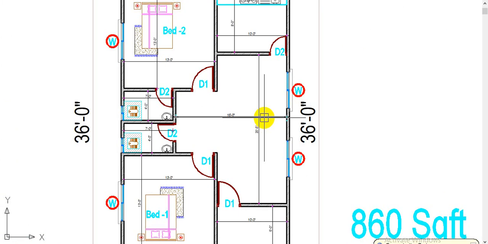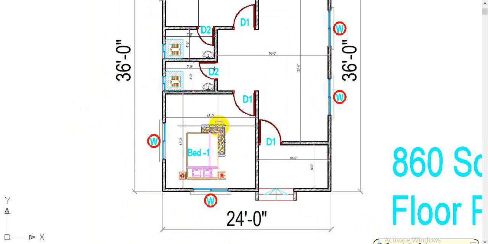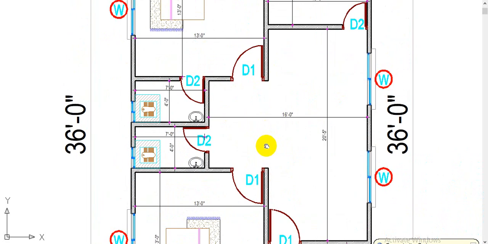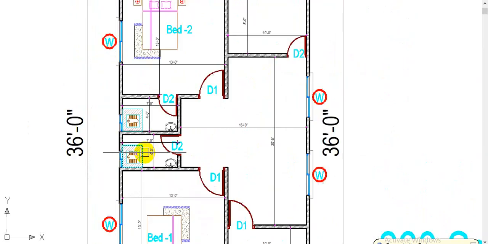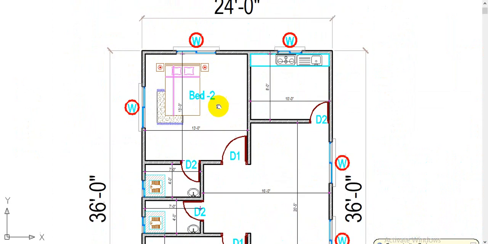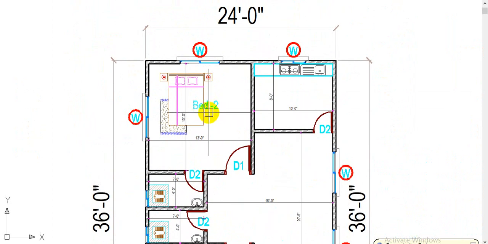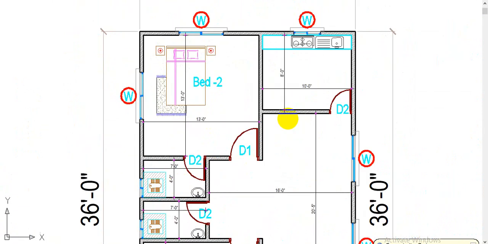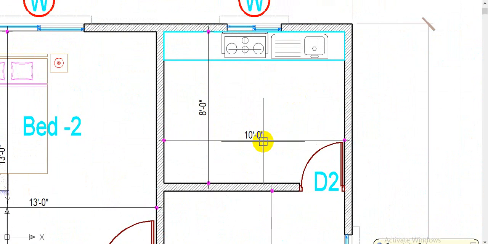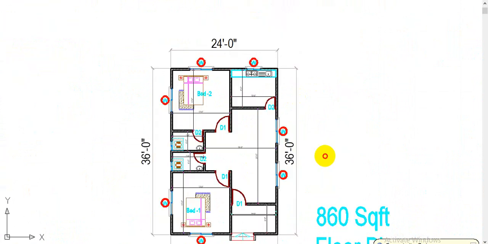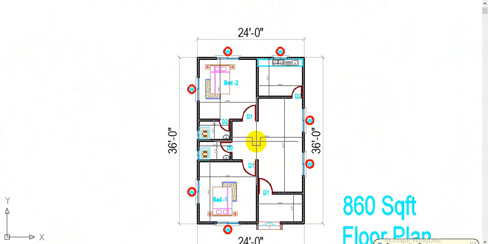After this side here we have our bedroom 1 and this is our common toilet. We have only one common toilet, and this is our bedroom 2, and bedroom 2 has one attached toilet. After this side we have our kitchen space. This is basically a one story house plan. Basically this plan doesn't have any staircase.